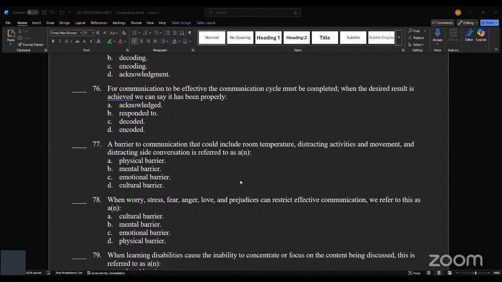Okay, so a barrier to communication that could include, and this is a reason that they're not communicating with you, the room temperature. It's too cold to talk or it's too hot to talk. You got to make sure when you come in your room that you have a great, nice, even room temperature, especially on test day. Then there's distracting activities and movement. Things that take them off the course of what we're supposed to be concentrating on. And distracting side conversations. You're pulling me to the side, talking about different things.